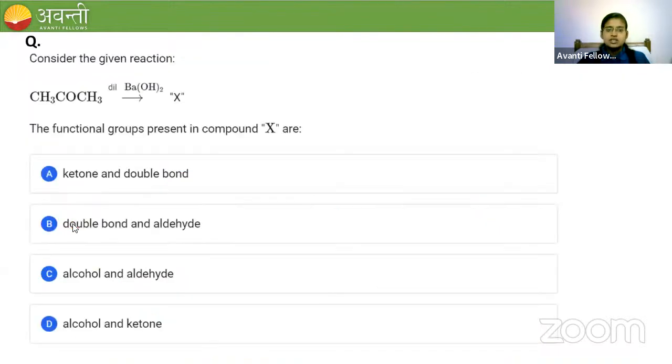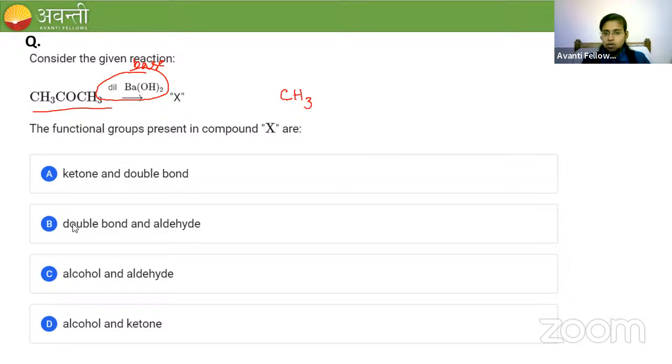So this is the question. Consider the given reaction. We have CH3COCH3, treated with dilute barium hydroxide, and it is giving X. The functional groups present in compound X are... So how to find out? Barium hydroxide is a base and we have a ketone, CH3COCH3.